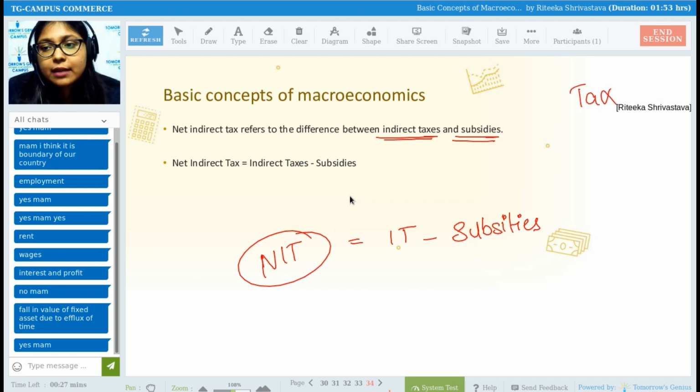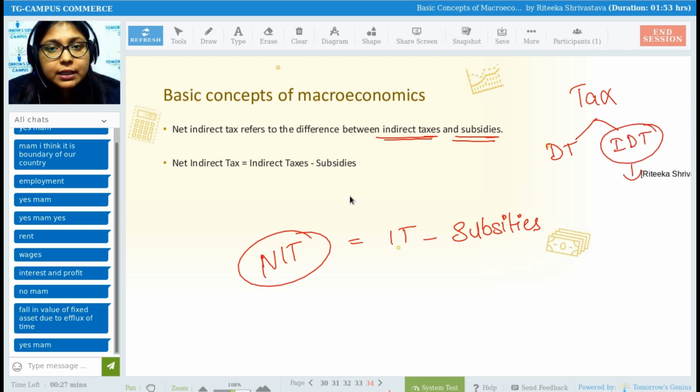Tax basically can be of two forms. It can be a direct tax, it can be an indirect tax. Indirect tax has now been replaced with the term GST, that is goods and services tax. So now I'm not going into detail about what is indirect tax, what is direct tax. Just understand that tax is of two types, direct tax and indirect tax.